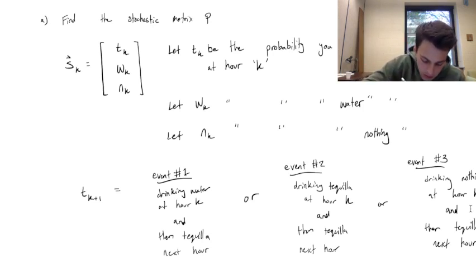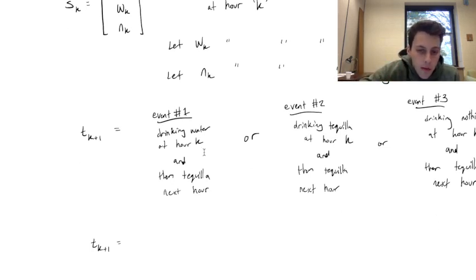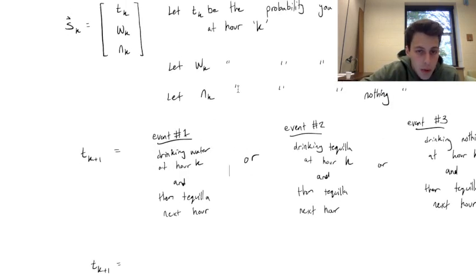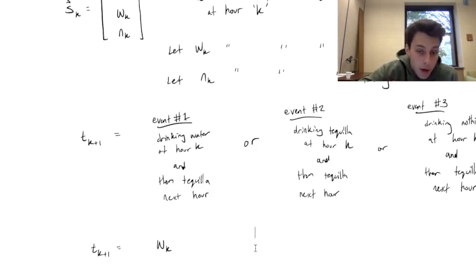So we wrote this out in terms of words, but let's try to put this into some more mathematical terms. So t_{k+1}. First of all, let's just look at event number 1. First, I need the probability that I'm drinking water at hour K. We defined that variable as W sub K. And then I need the probability that I am drinking tequila the next hour from drinking water.